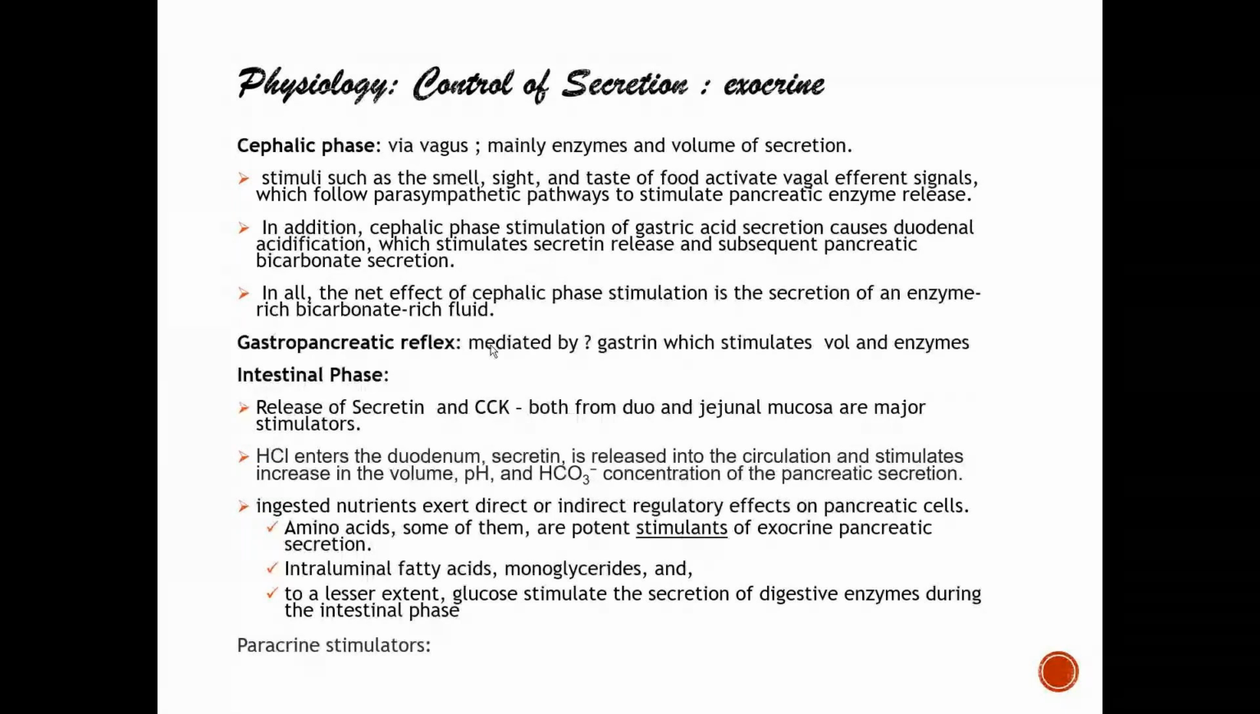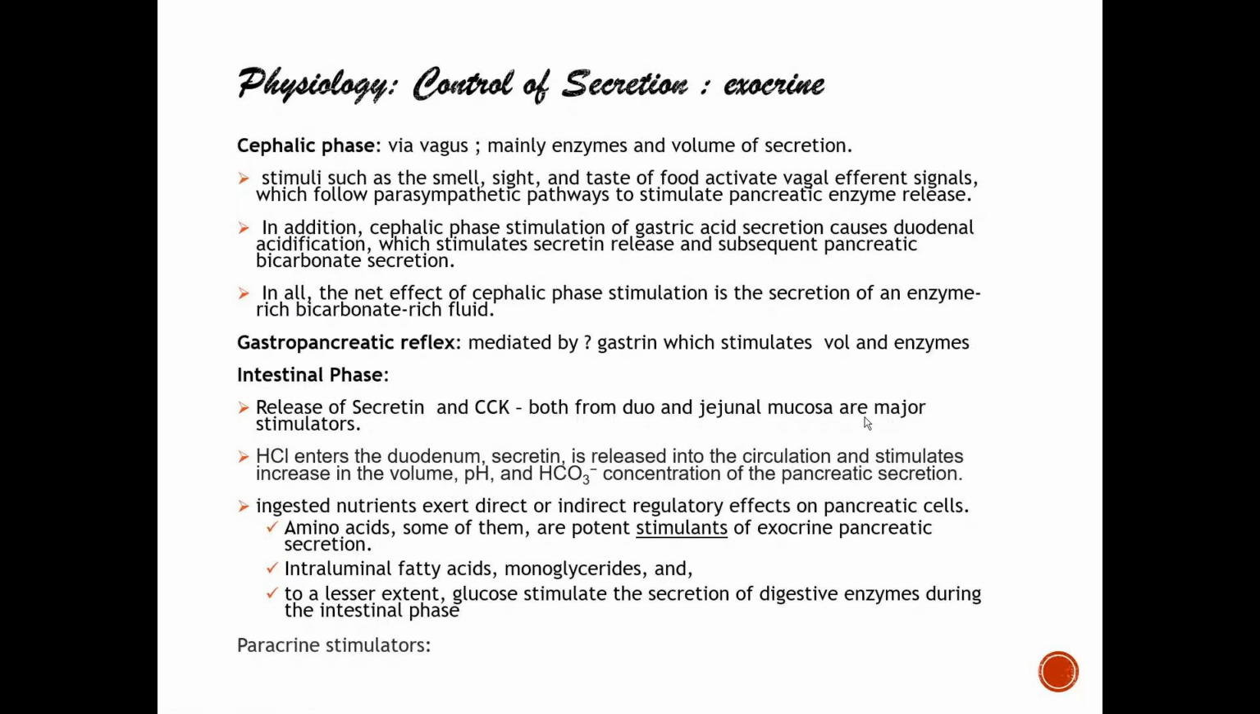In the intestinal phase, we know about the CCK and secretin, which are stimulated from the jejunum. Agreed, they are the major factors, but there are other factors also. One, the hydrochloric acid entering the duodenum. Second, secretin is released into the circulation and leads to the secretion of bicarbonate.